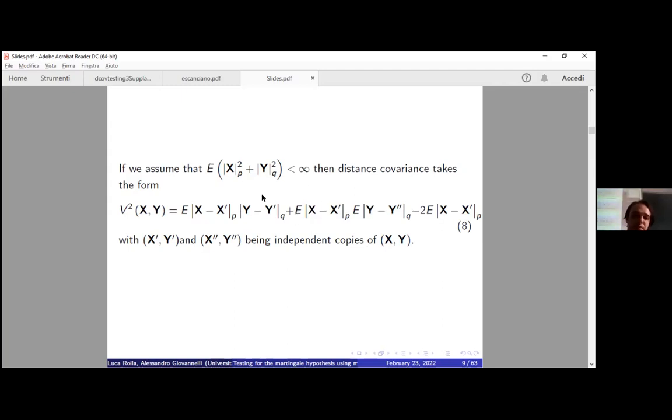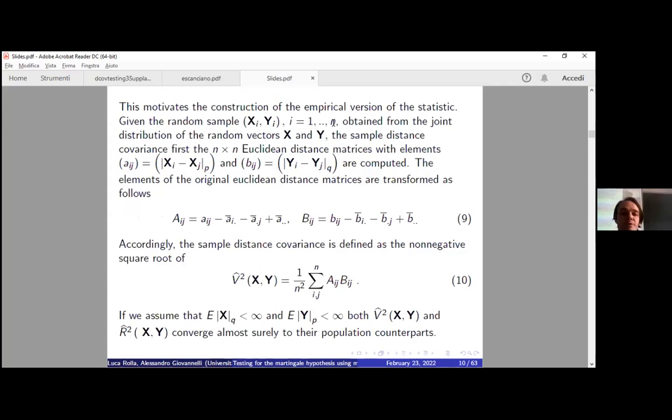And starting from this, they define the empirical version of the statistic of distance covariance. Let's spend some words on this.